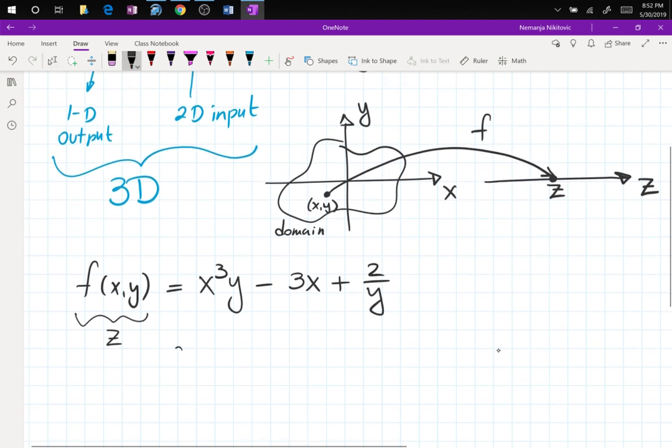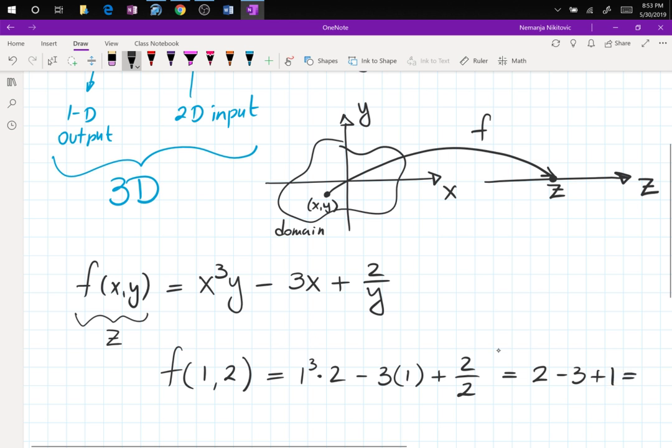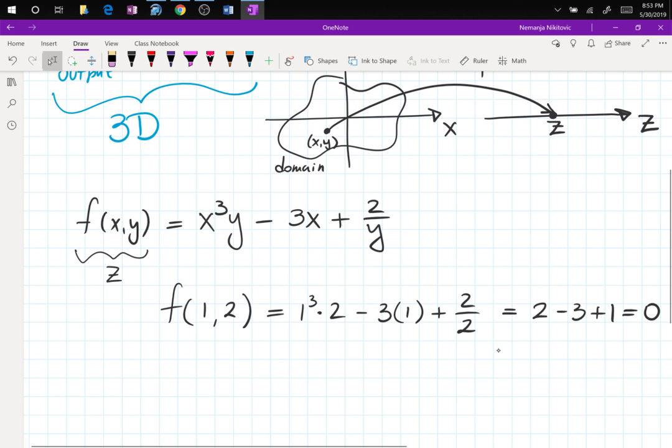So if I want to calculate the function at, let's say, 1, 2, you will just plug in 1 for x and 2 for y and just plow through the calculation. So it will be 1 cubed times 2 minus 3 times 1 plus 2 divided by 2. This is 2 minus 3 plus 1. Oh, look at that, it is 0. So you are creating the point 1, 2, 0.